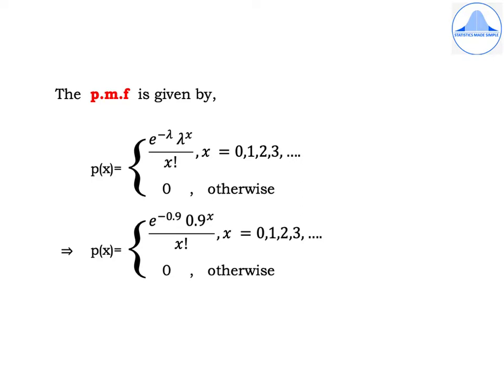Now that the lambda value is calculated and is 0.9, we can find out what is the PMF of the Poisson distribution. So in general, we know that the PMF of the Poisson distribution is P of x equal to, open the flower bracket, e to the power minus lambda, lambda to the power x divided by x factorial, where x takes value 0, 1, 2, 3, so on, 0 otherwise. Now, wherever you have lambda, replace it by 0.9. So you get P of x equal to, open the flower bracket, e to the power minus 0.9, 0.9 to the power x by x factorial, where x takes value 0, 1, 2, 3, so on, 0 otherwise.